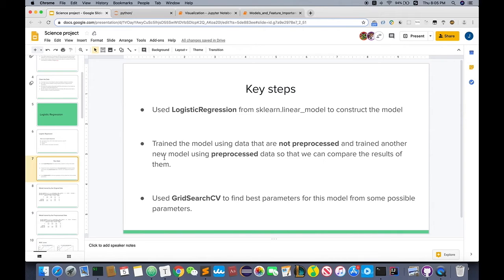Then we will compare the accuracy and the AUC of those two models to see whether pre-processing can affect the results of the model. Then, since parameters are very important to the success of constructing a high accuracy model, we have to find a good way to get the best parameters. In our project, we used the grid search CV package to find the best parameters.